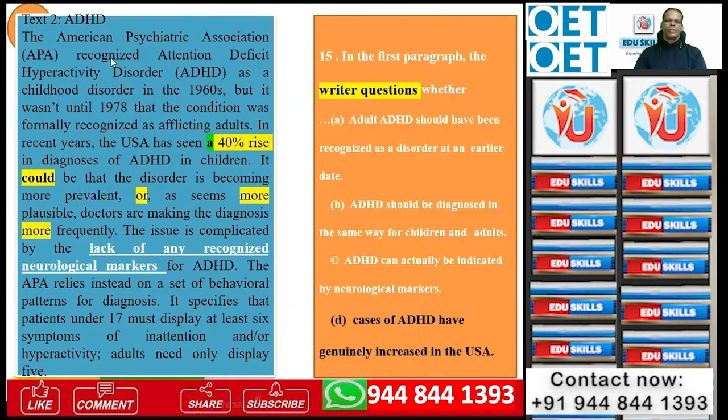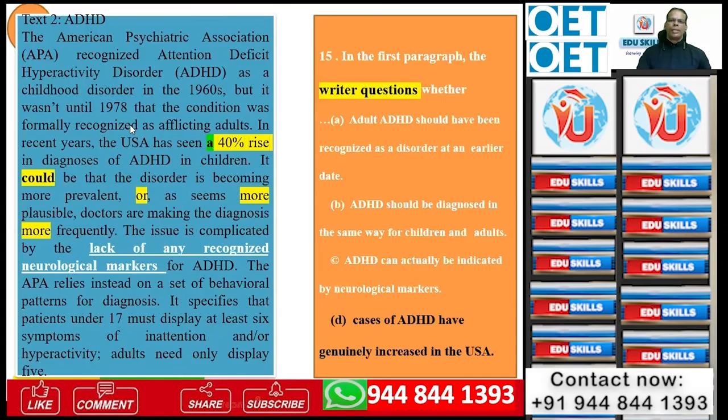See, the writer questions the whole aspect about ADHD. They say a lot of people are suffering from ADHD now. So is it a fact? So in the first paragraph, the writer questions whether cases of ADHD have genuinely increased in USA. And the first option is adult ADHD should have been recognized as a disorder at an earlier date. They don't speak anything about an earlier date. They say, but it wasn't until 1978 that the condition was formally recognized as afflicting adults.